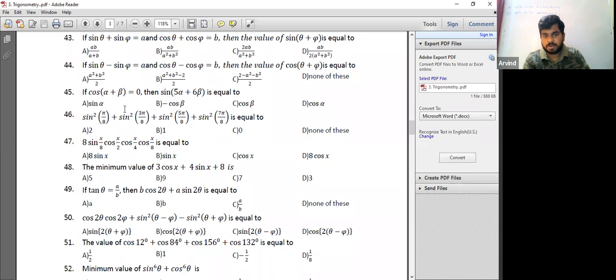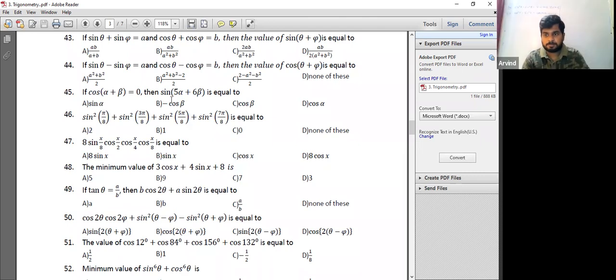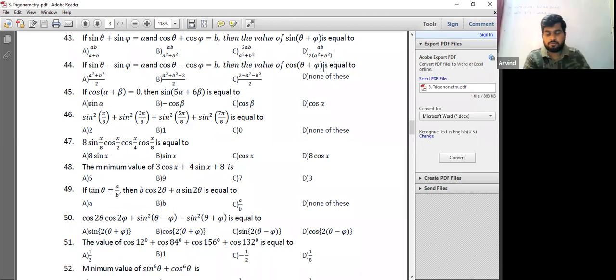Isn't it? So alpha plus beta equals 90 degrees. Therefore alpha is equal to 90 minus beta. Am I audible? Yes, sir. Okay. So using that condition, alpha is equal to 90 minus beta. Using that condition, please try it.